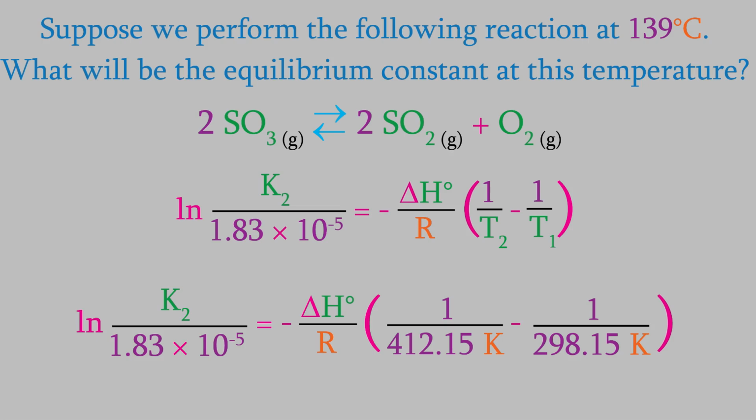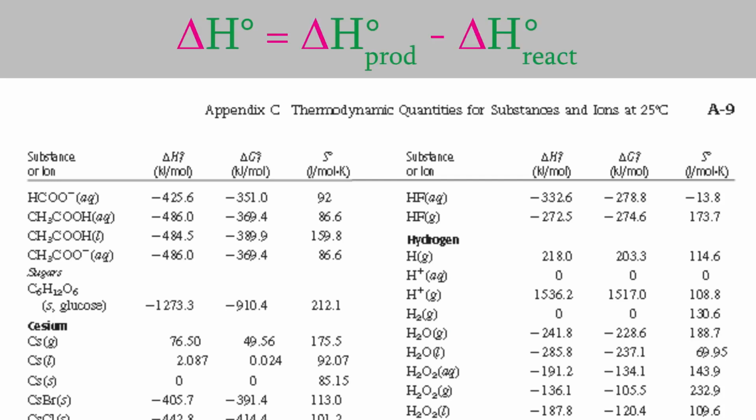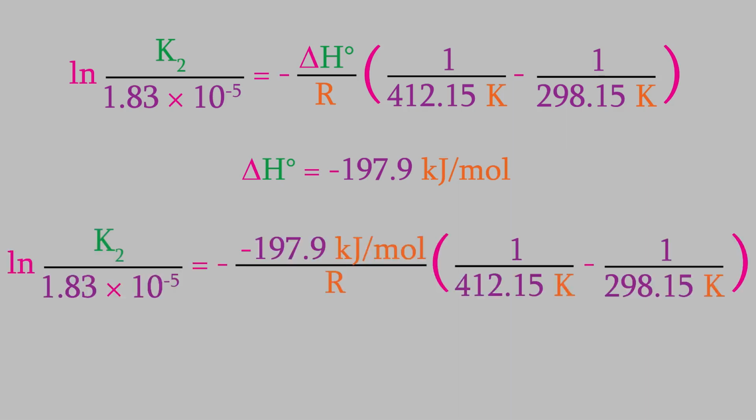We also need to determine the standard enthalpy. If we use a table of data for the products and reactants, we can subtract the ΔH for the products minus reactants and find out that ΔH° is negative 197.9 kilojoules per mole. We need to convert that to joules per mole, but once we do, we can plug that into our equation too. Now we just solve for the equilibrium constant. It turns out that the right side of the equal sign is equal to negative 22.08.